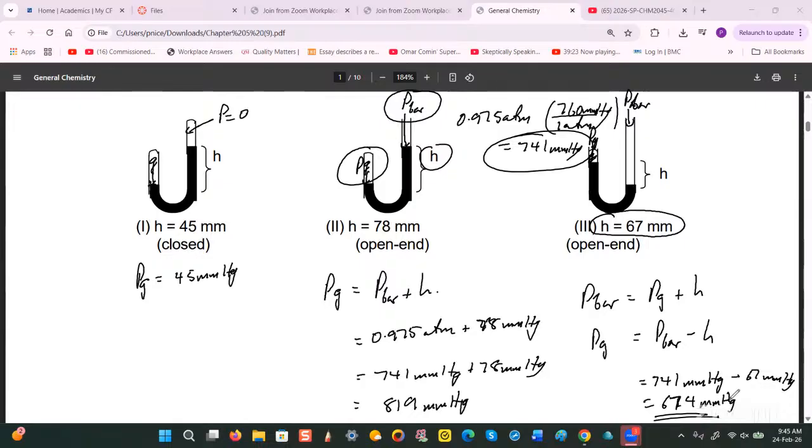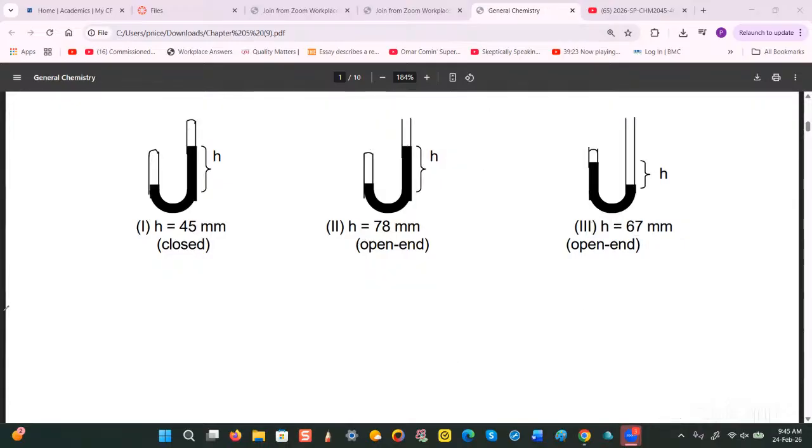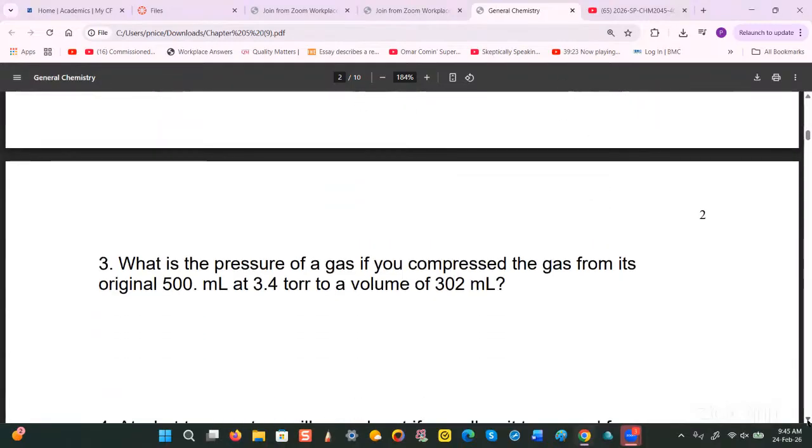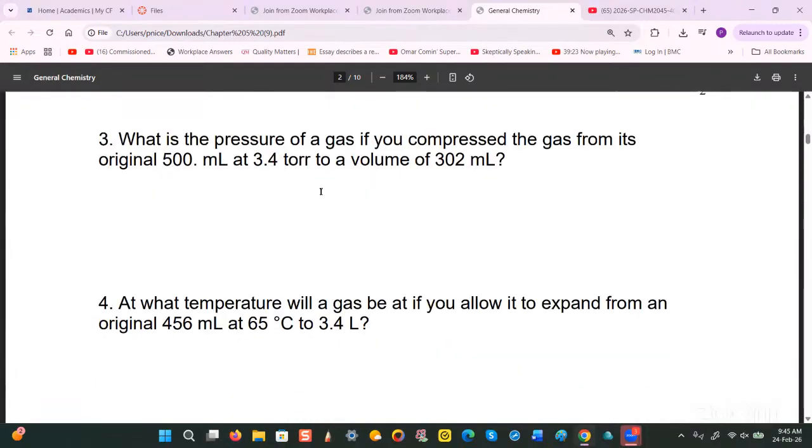All right, so if there are no questions about that one, let's move on to question number 3. Let me clear this first. Okay, so the first question on that page is asking what is the pressure of a gas if you compress the gas from its original 500 mL at 3.4 torr to a volume of 302 mL.